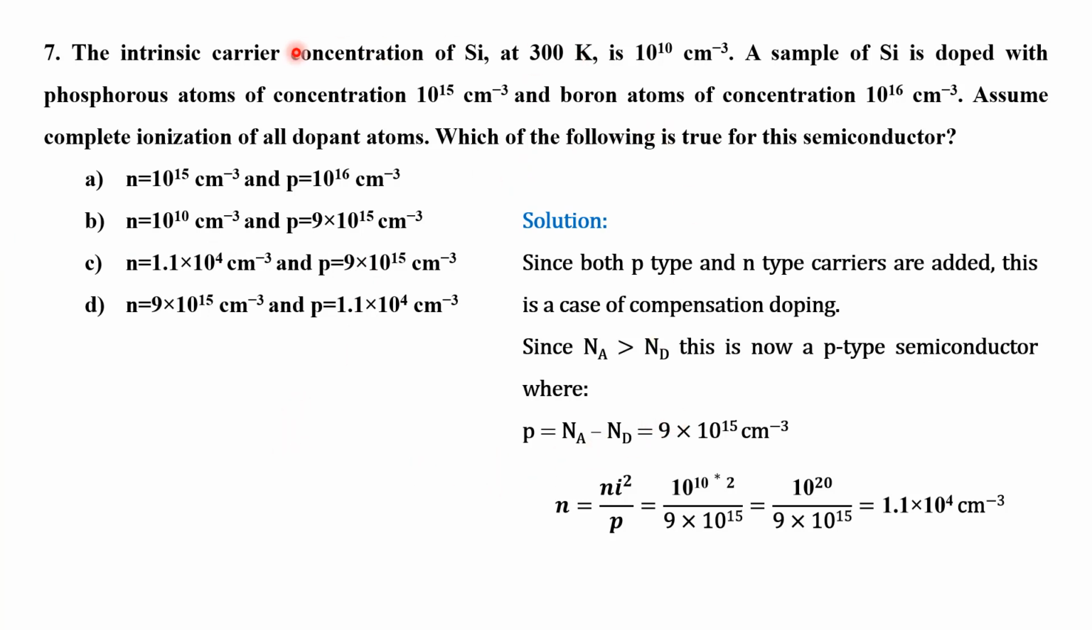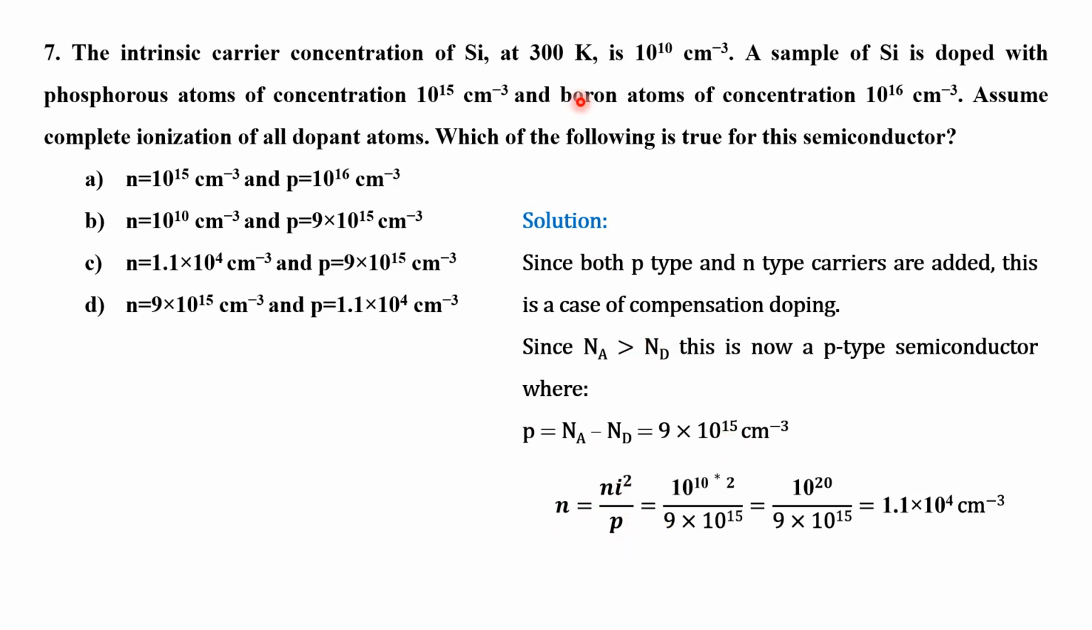So whenever we are having a question where they are telling that the same material is being doped by both p-type and n-type, first equivalent numbers will get cancelled out and whatever is more, that will be the final semiconductor. Here boron was more, hence it was p-type, and the excess p, that is the excess number of holes, is obtained by subtracting them. And once you have the number of holes, you can find the number of electrons by using the equation Ni square by P.